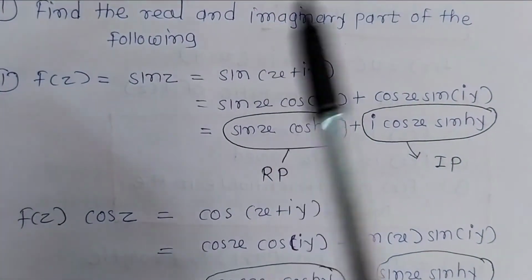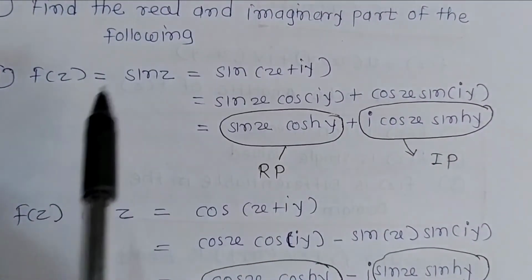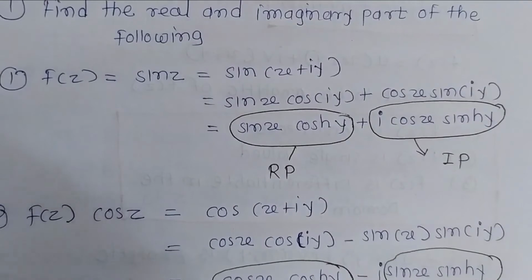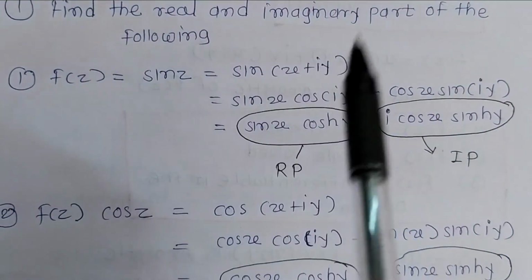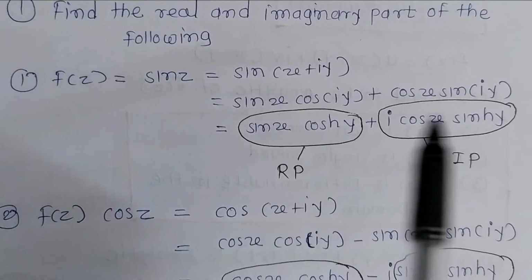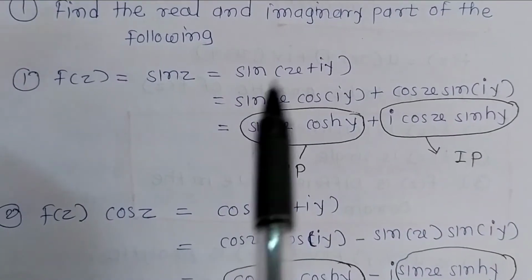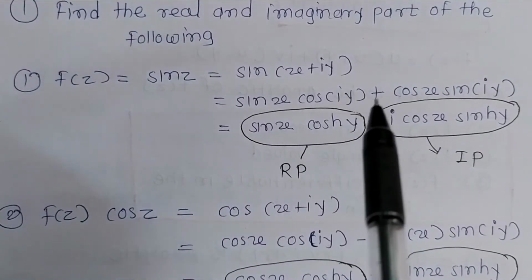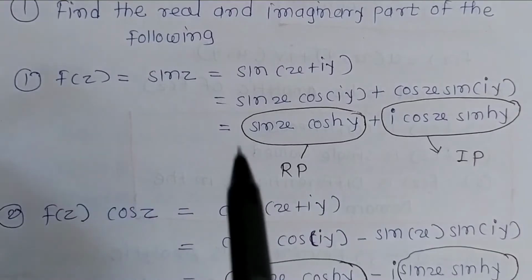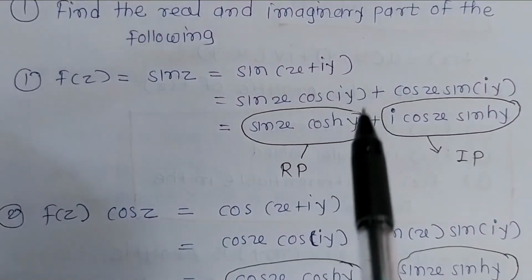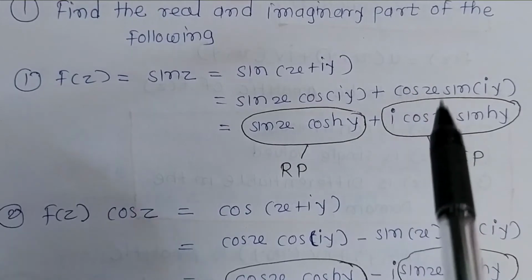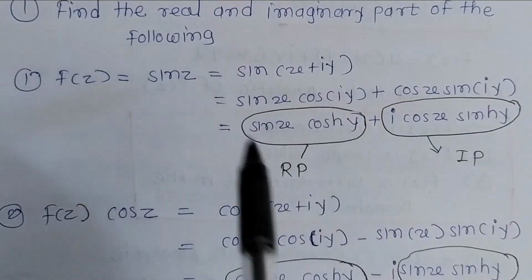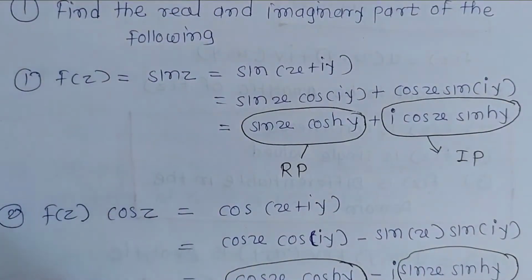Question is, find the real and imaginary part of the following. That is f of z is equal to sin z is equal to sin(x plus iy). That is z is x plus iy. The formula for sin(a plus b) is sin a cos b plus cos a sin b. Here sin x cos iy plus cos x sin iy. So sin x cos iy is cosh y, plus cos x and sin iy is i into sinh y. So this one is a real part and this one is an imaginary part of that equation.